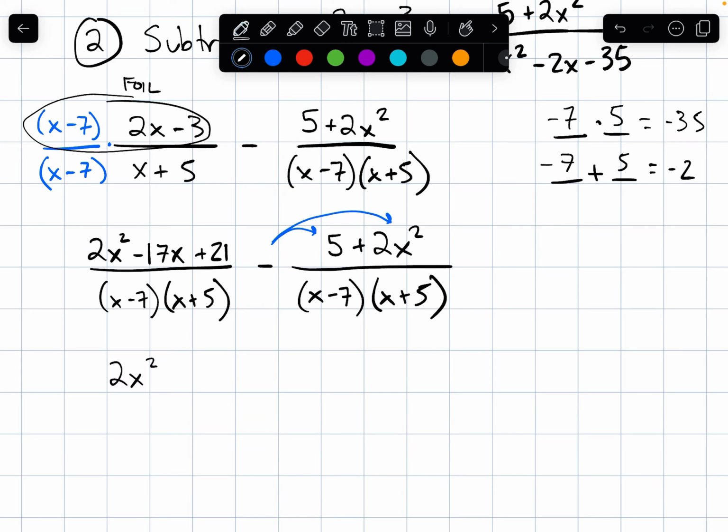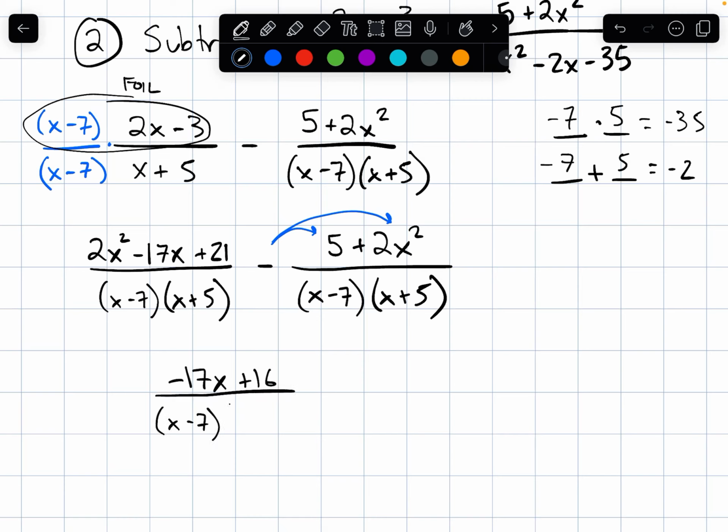So at this point, we're going to have a 2x squared minus 17x. And actually, let's just combine these terms right now while we're at it. If I take 2x squared minus 2x squared, that's just 0x squared. So there's no more x squareds. That makes it a little bit easier. If I look at my x's, we've got a negative 17x, and then there's no more x's in the numerator. So I know I have a minus 17x in the numerator. Then I have 21 minus 5, and 21 minus 5 is 16. So we've got a 16 in the numerator.